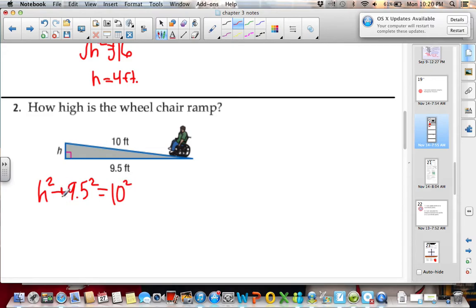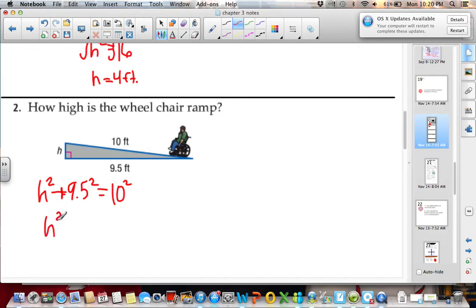Okay, this is a plus. If you have h squared plus 10 squared equals 9.5 squared, you are not going to get the correct answer. Okay, so we're trying to figure out what the height is. Already in my head, I'm thinking, well, compared to these two lengths, it's going to be quite a bit smaller. So I have to make sure my h is going to be quite a bit smaller when I figure it out. So go ahead and solve for h.